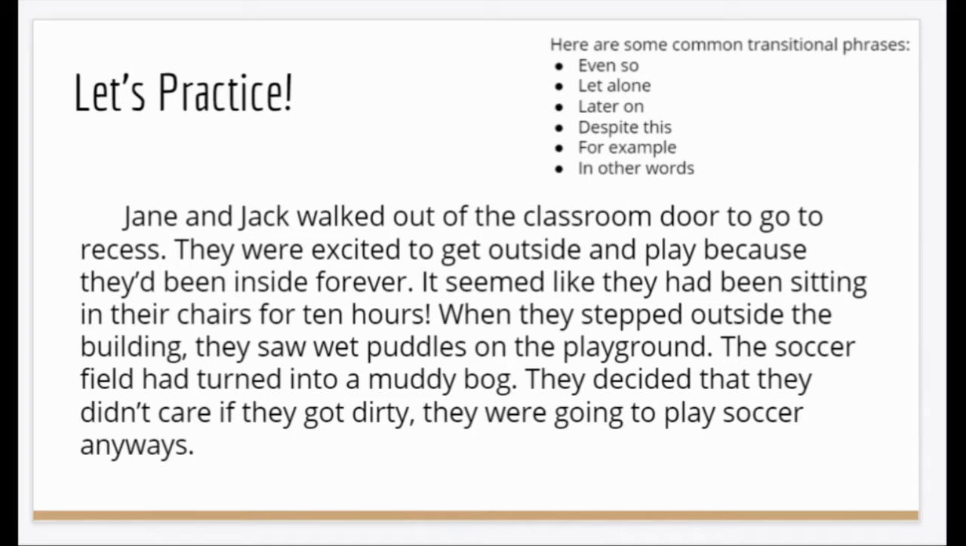Jane and Jack walked out of the classroom door to go to recess. They were excited to get outside and play because they'd been inside forever. It seemed like they had been sitting in their chairs for 10 hours. When they stepped outside the building, they saw wet puddles on the playground. The soccer field had turned into a muddy bog. They decided that they didn't care if they got dirty. They were going to play soccer anyways.